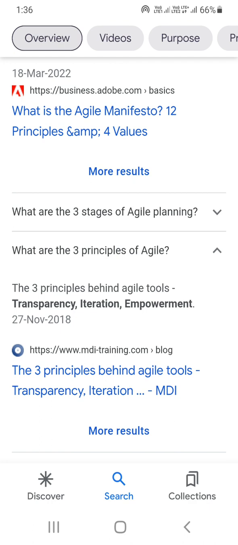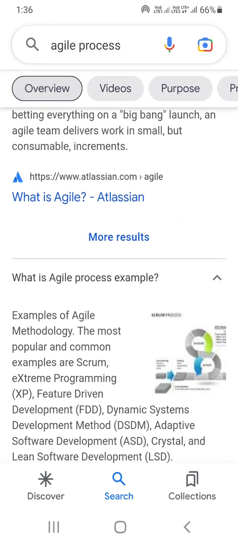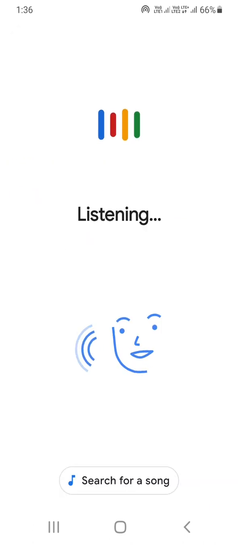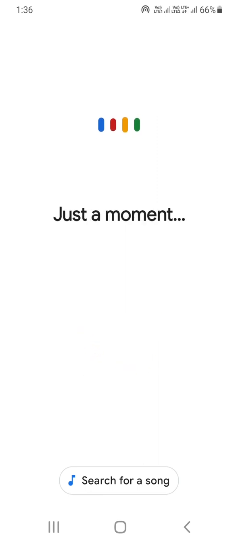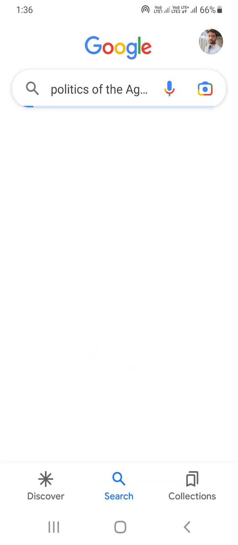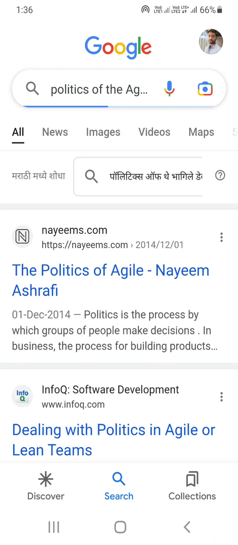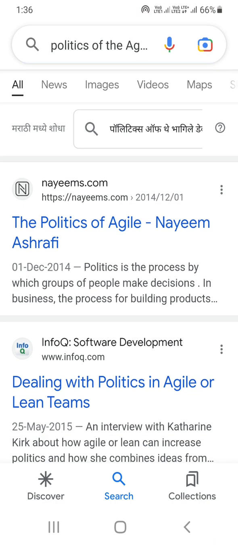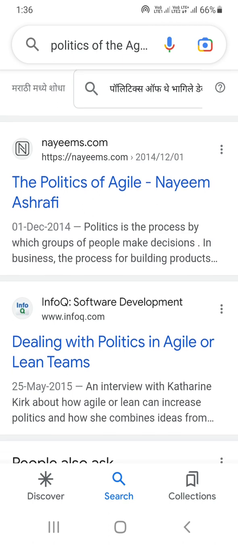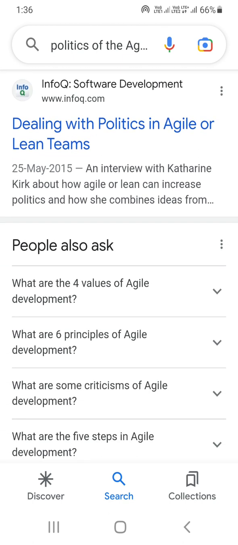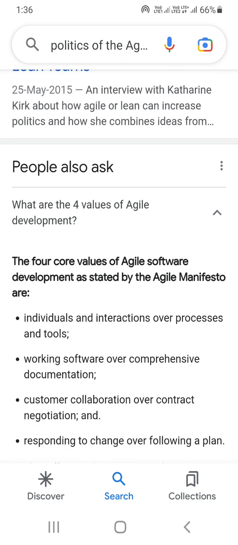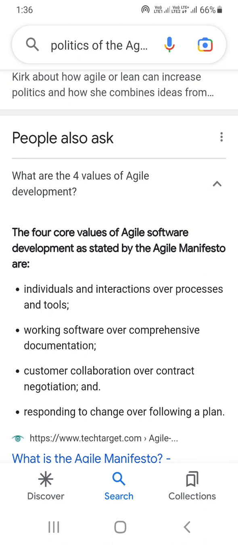Now understand the politics of agile development. Politics is a process by which a group of people make decisions. So what are the four values of agile? Individuals, working software, customer collaboration, responding to change.